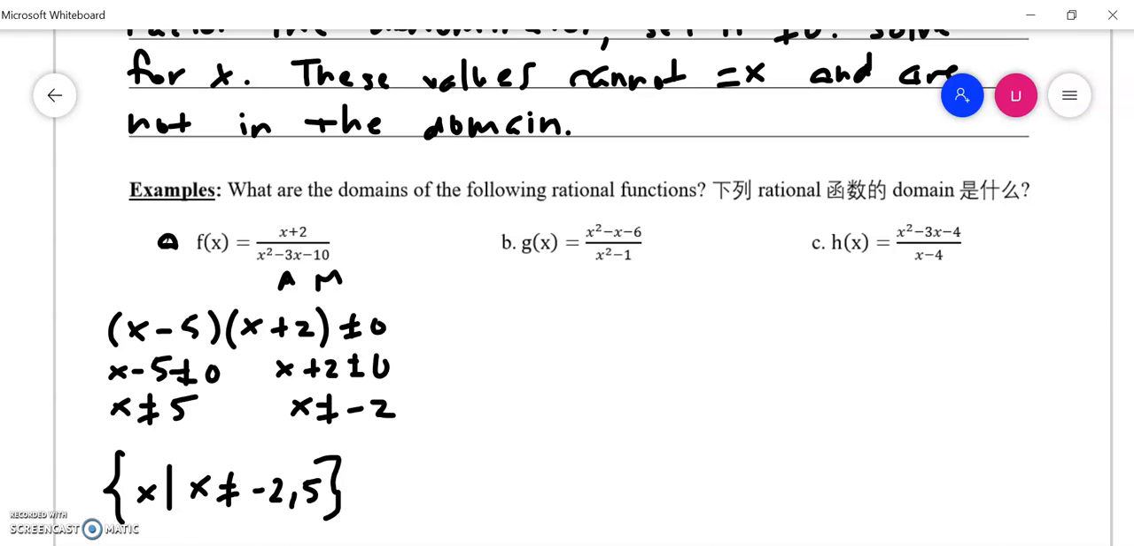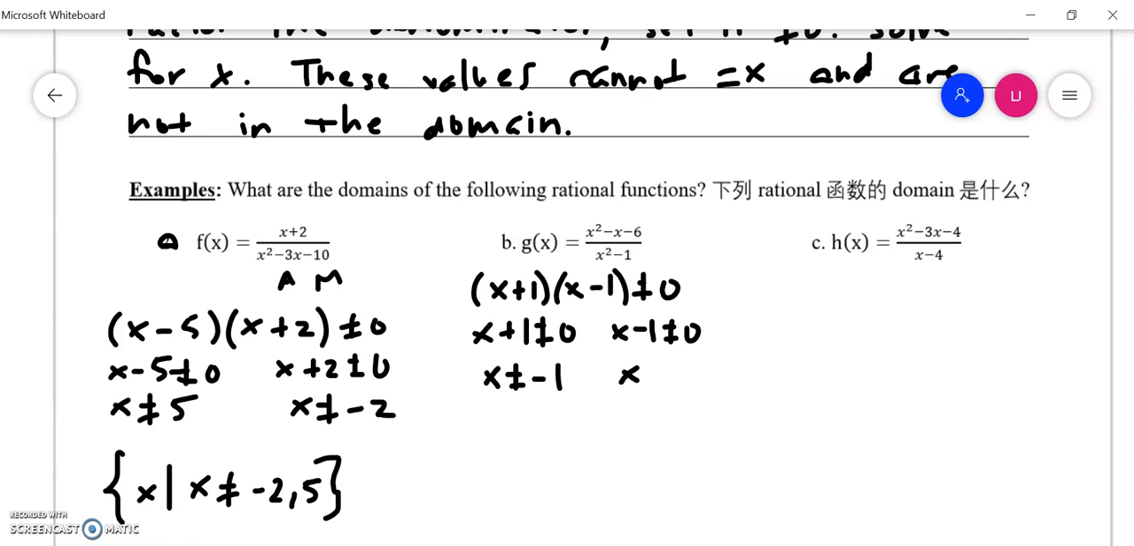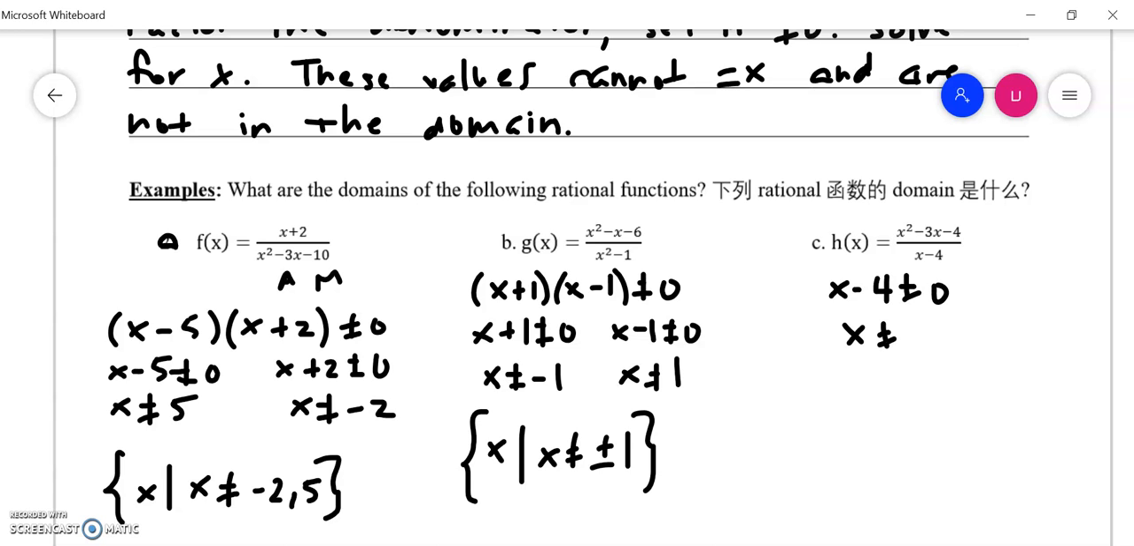Okay. All right, second one. Again, we've already factored this earlier in the starter. This was x plus 1, x minus 1. Set this not equal to 0. x plus 1 can therefore not equal 0, and x minus 1 cannot equal 0. And x cannot equal negative 1, x cannot equal positive 1. And again, we'll have our set builder: x such that x does not equal positive or negative 1. Last one, no factoring necessary for the denominator, just x minus 4 does not equal 0, and x cannot equal 4. And again, set builder: x such that x cannot equal 4.